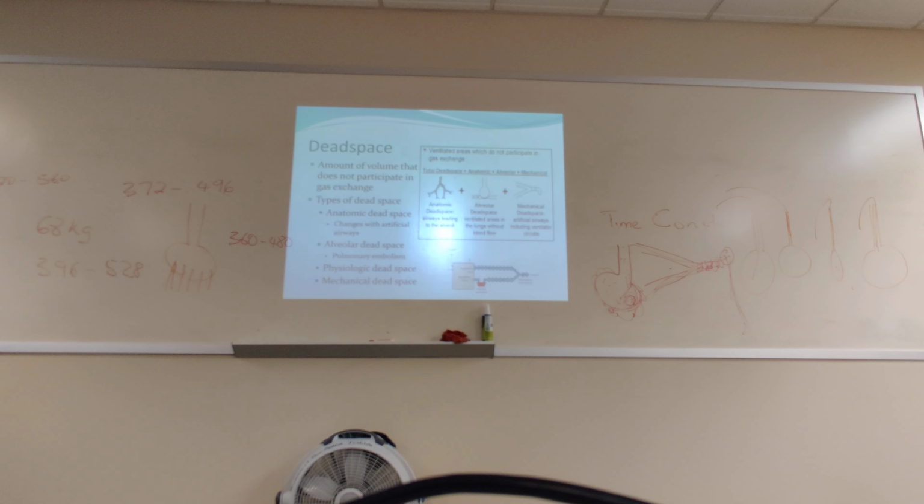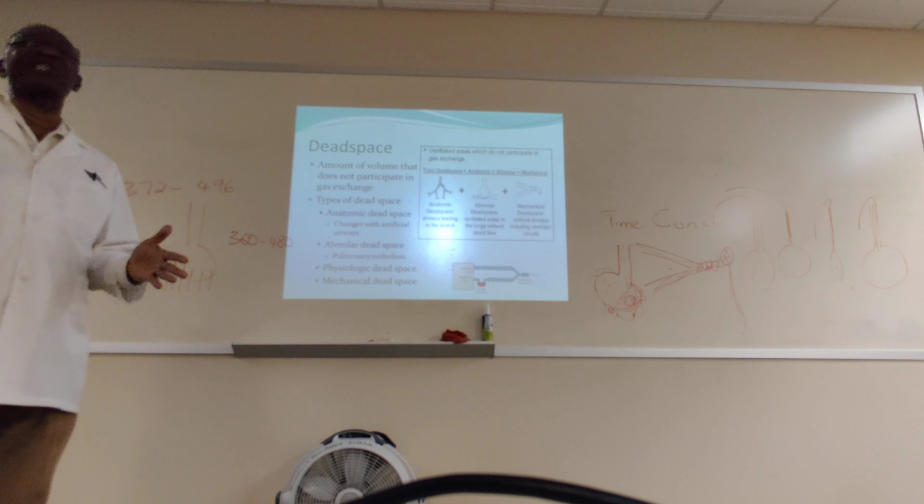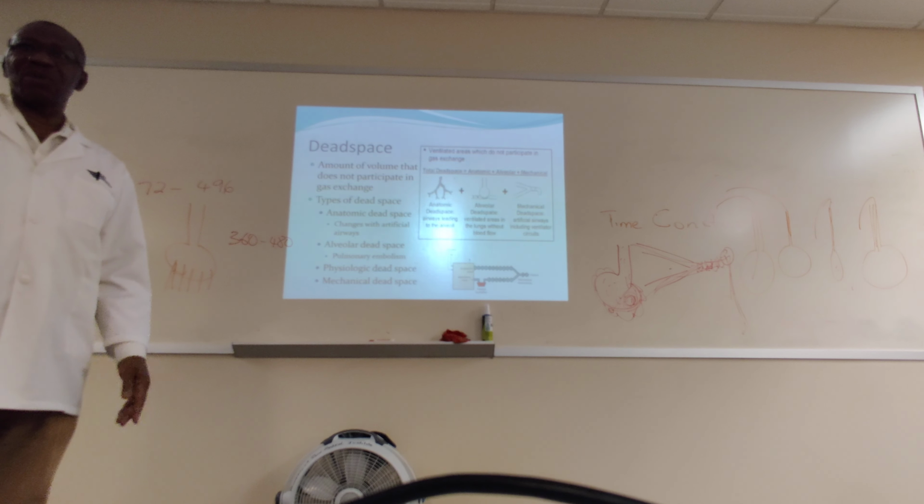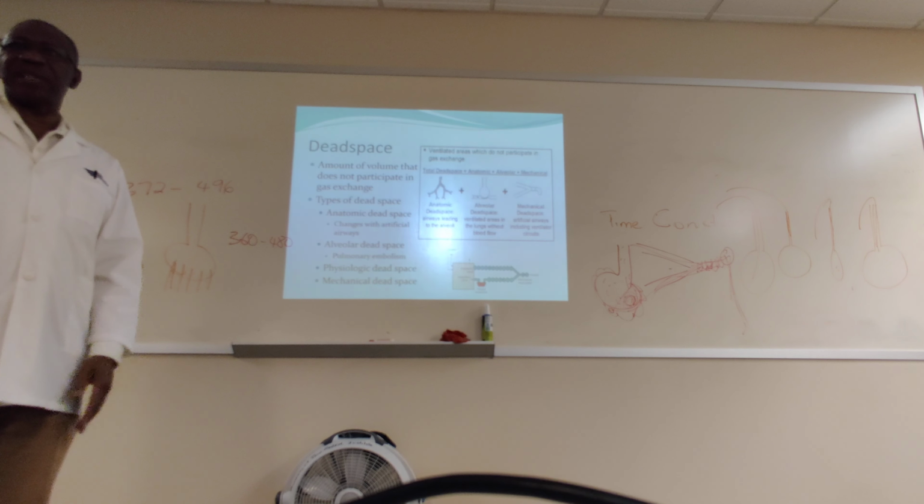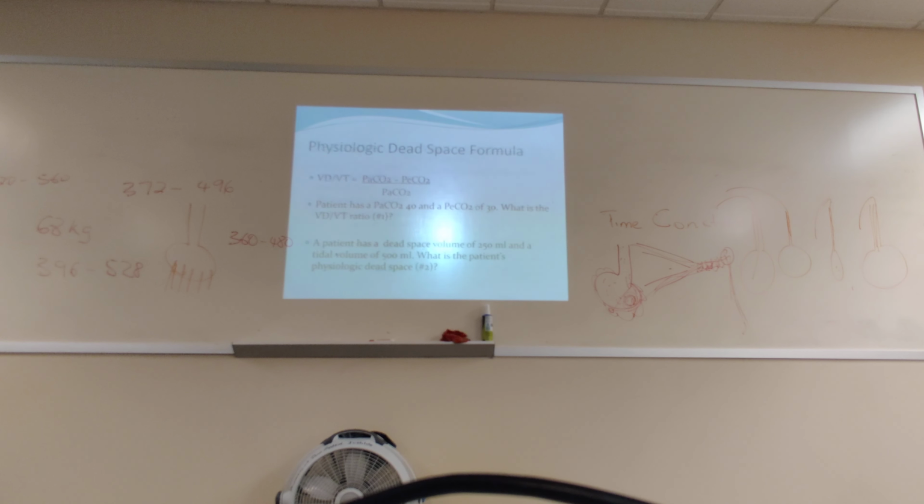But what we're saying is that if you have dead space in the amount of 150 or less, it will not significantly increase your CO2. It doesn't mean that it doesn't increase it. You're still rebreathing CO2, but that amount of rebreathing will not cause it to rise so much. But if you have somebody that is acidotic, remove any dead space that they have. Any questions about that?